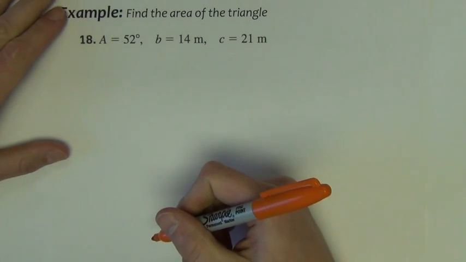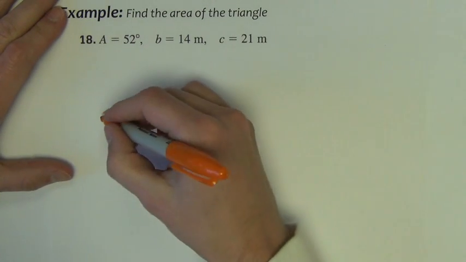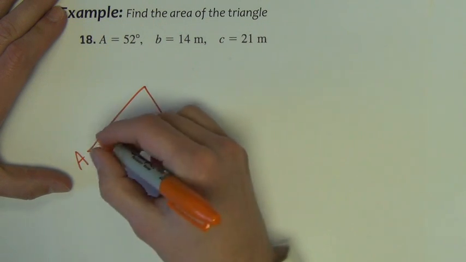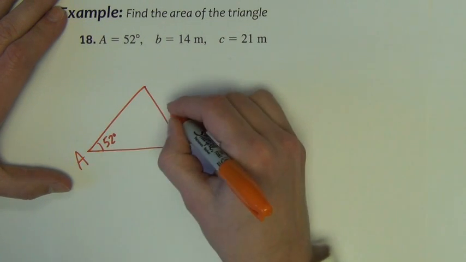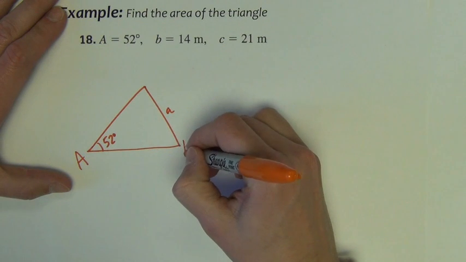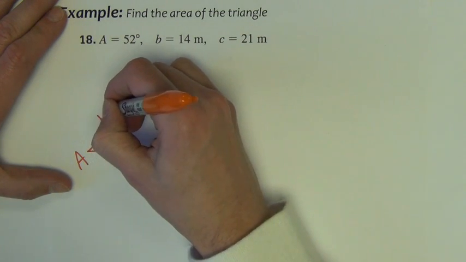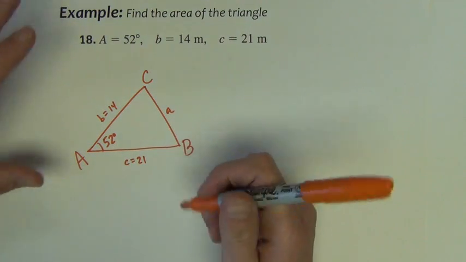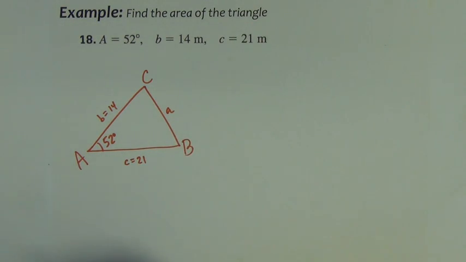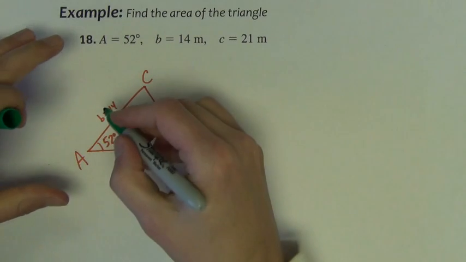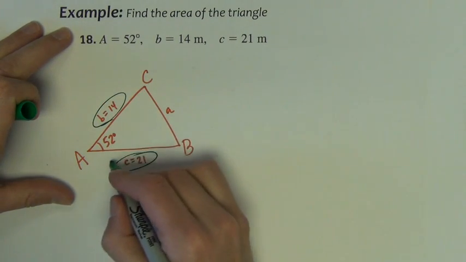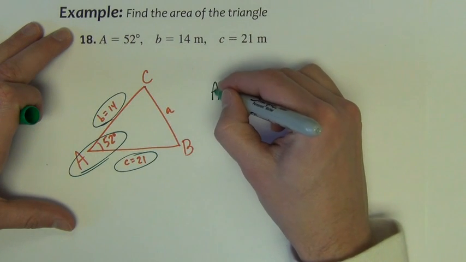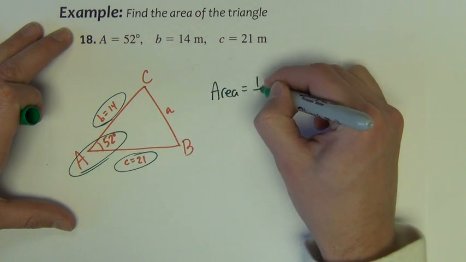Okay, the example here, find the area of the triangle. Draw a picture if you want, if you feel that it's necessary. If this is angle A and it measures 52 degrees, that means this is side A. This can be B, which makes this little b. This would then be C, which makes this little c. If you draw it out, then maybe it's easy to see that yes, in fact, we do have two sides and the angle between those two sides, which is exactly what we need to find the area of the triangle.